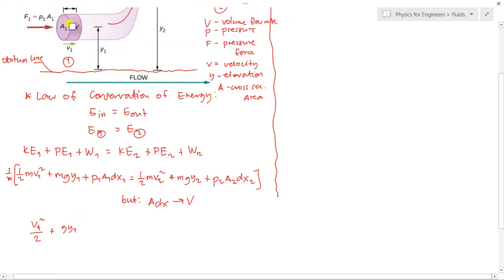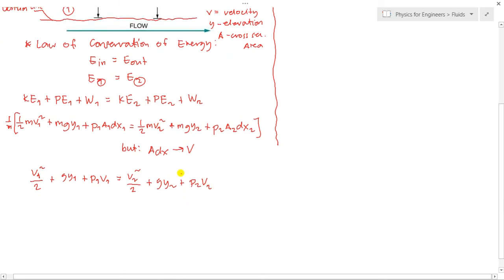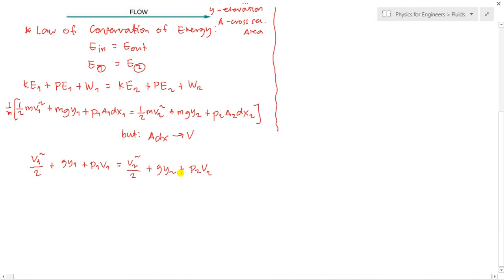There's gy1, plus this one is p1, then v1 is a volume, equals v2 squared all over 2 plus gy2 plus pressure 2, then volume 2 or the volume flow rate. Okay, here we can multiply by 1/m too, so 1/m here. And then, what else?